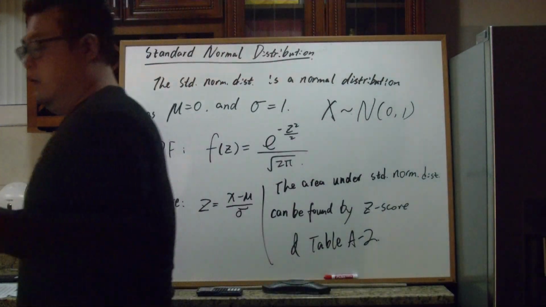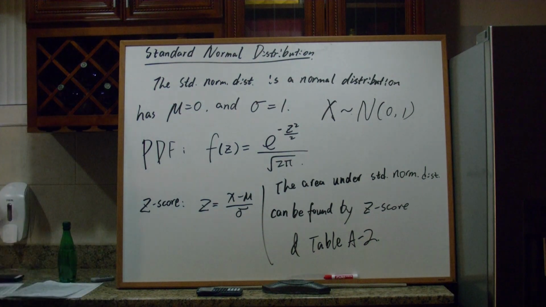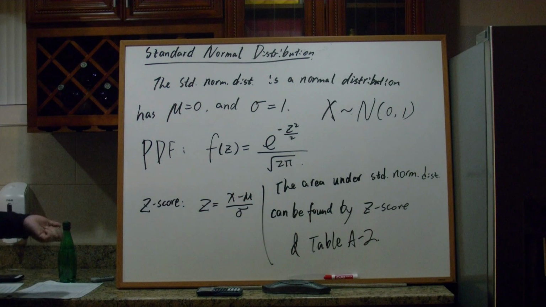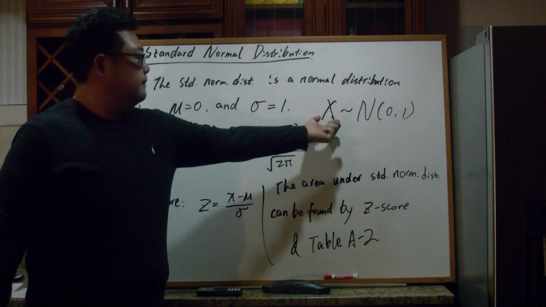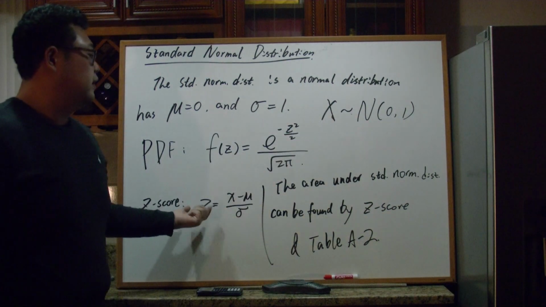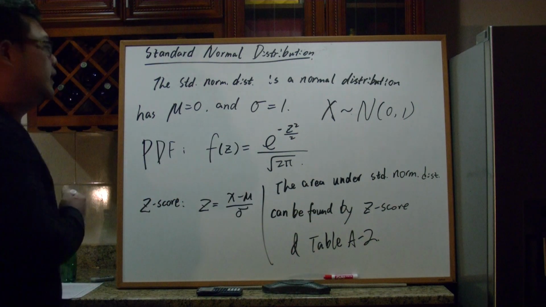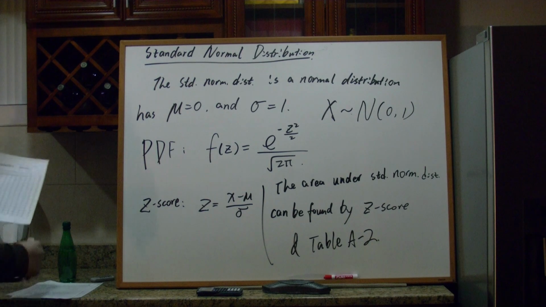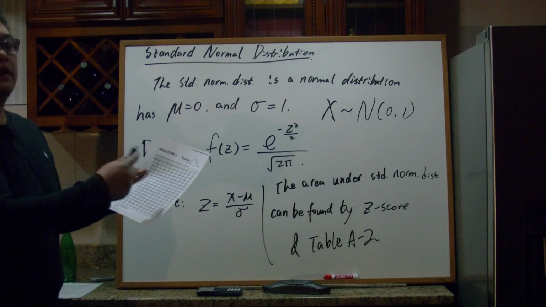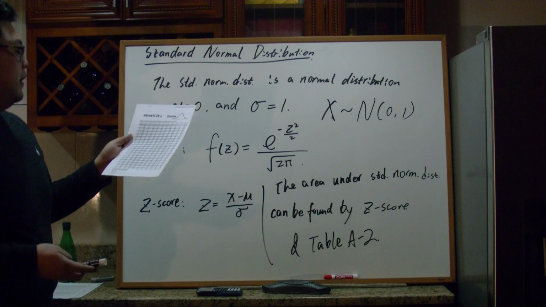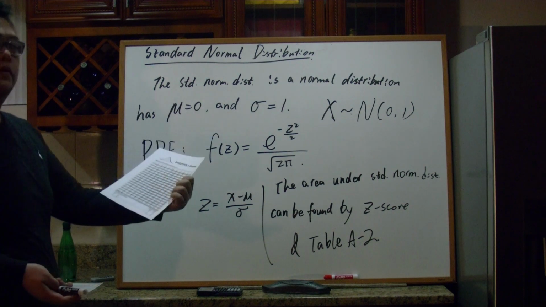Table A2 is the z-score table, which you can find on Blackboard. I posted it already. So whichever x is provided, we can find the z-score, and using the z-score we can find the probability from table A2. The only thing is that table A2 provides the area under the curve to the left, and the row and column show different things, so we need to know how to read the table.